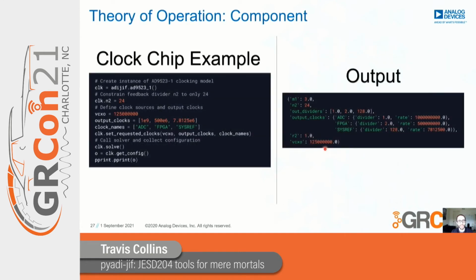So we have a little bit of code here on the left where we're taking a clock chip, in this case the 9523. We're setting some constraints, though you don't have to define this at all. We're setting a VCXO, which could be a single value or a range, depending on how you want to set up your system. And then we're requesting some output clocks. When we ask the solver to determine what they are, we get this structure on the output, which will give us the input dividers that we want to use, the output dividers, the VCXO, and all the rates. And it will tell us even if something is not feasible to do.